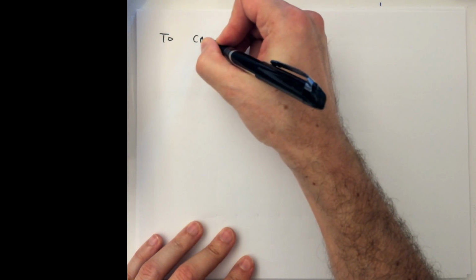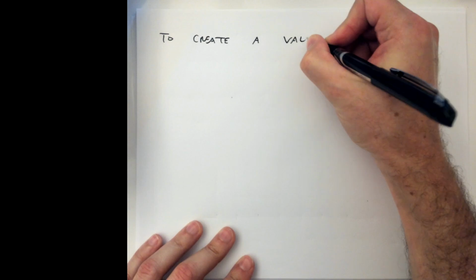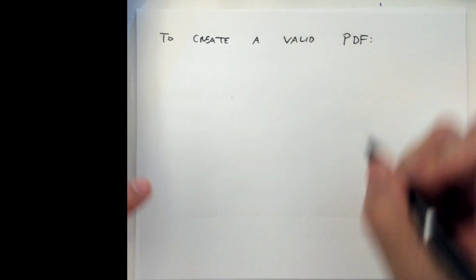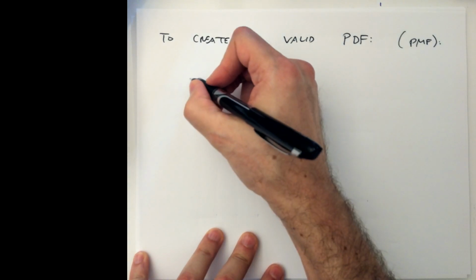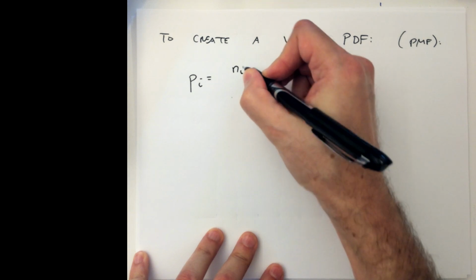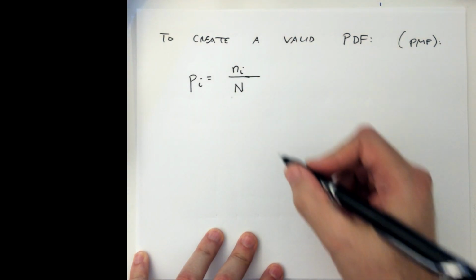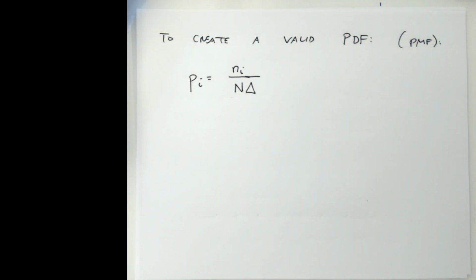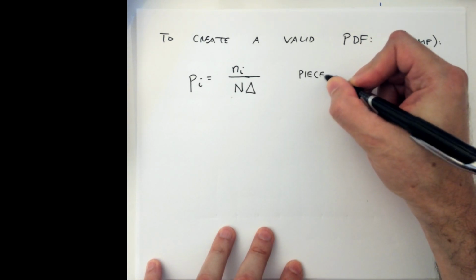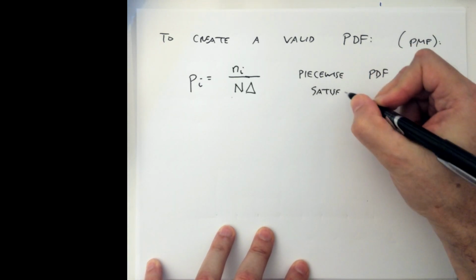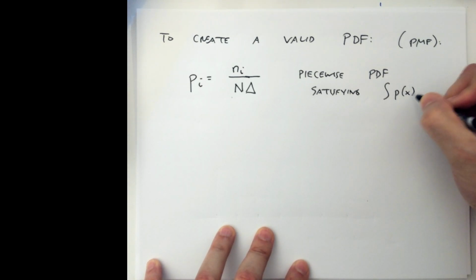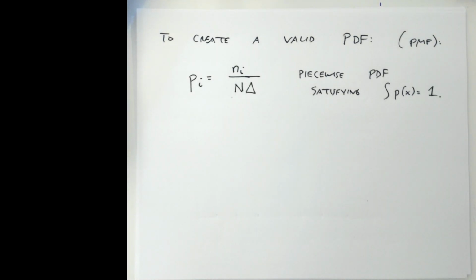So to create a valid PDF, and again, this is slightly abusive notation because it's actually like a PMF, what I could do is say the probability is the fraction of points lying in that bin divided by delta, right? This is basically going to be a piecewise PDF satisfying this integral equals 1. Right? So let's switch over to some examples and see how this works.